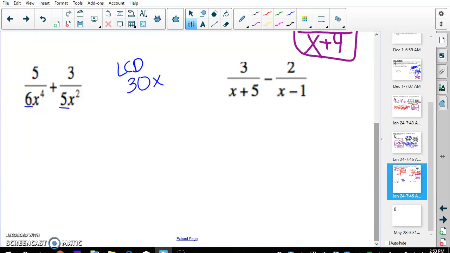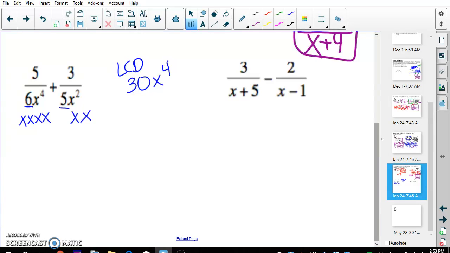Then this one right here has x to the 4th, and this has x squared. Okay, so what is the smallest amount of x's you can have? It's going to be x to the 4th. You're like, but no, it's x squared. No. Like, what is the smallest thing they can both go into? Could you do x to the 6th? Yes, but that would be way harder than it needs to be. We want least common denominator.